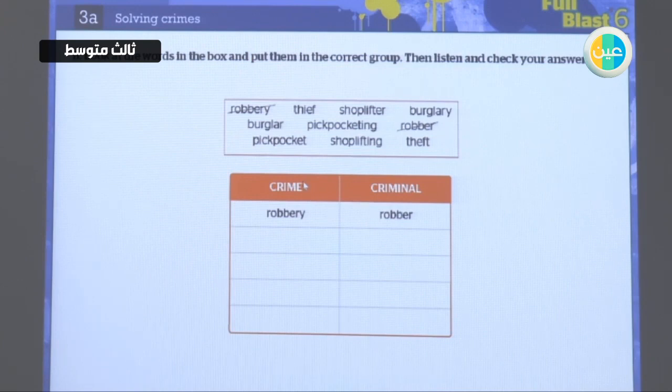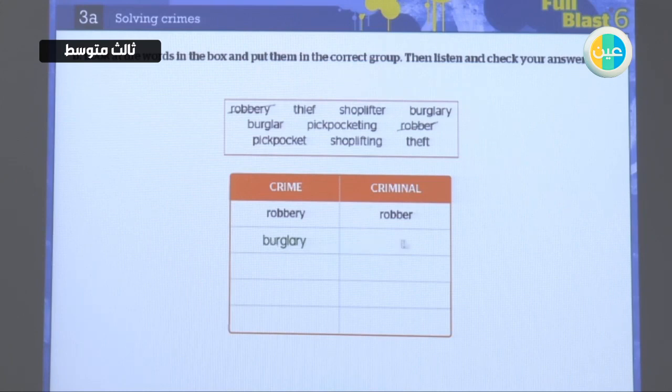One of them is related to an action, something that happened. The other one is related to the person who did the action or the crime. All of them are words related to crimes. Now we have thief, shoplifter, burglary, burglar, pickpocketing, pickpocket, shoplifting, and theft. Now the first one is done for us, robbery, robber. What about the second one?